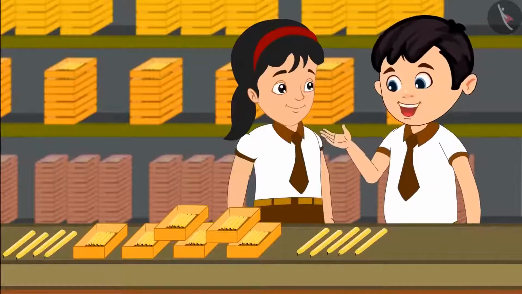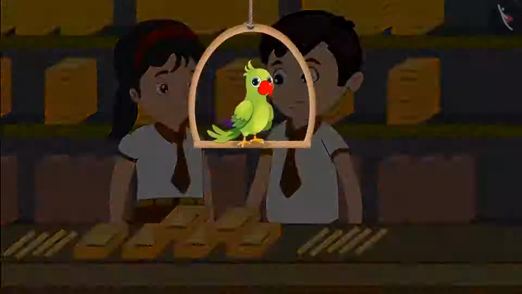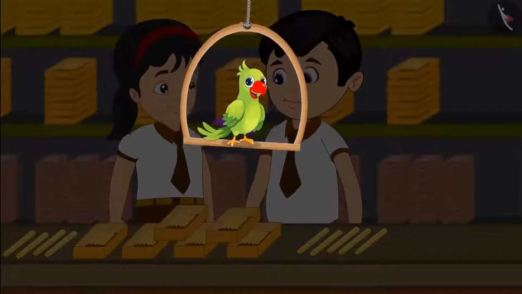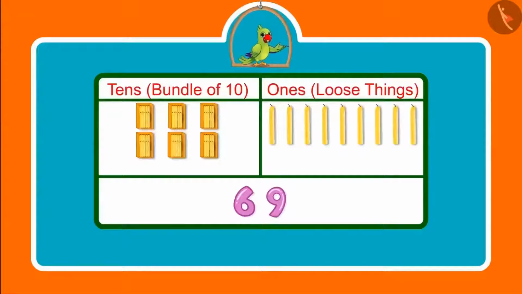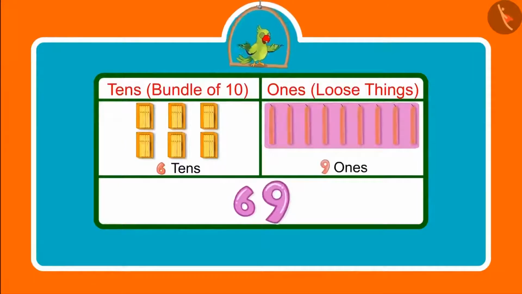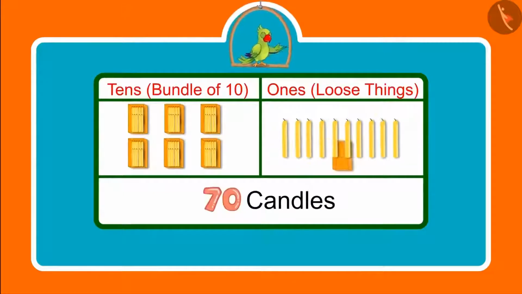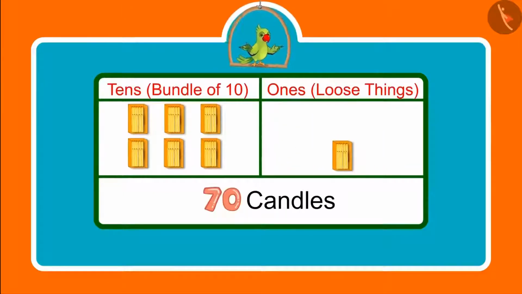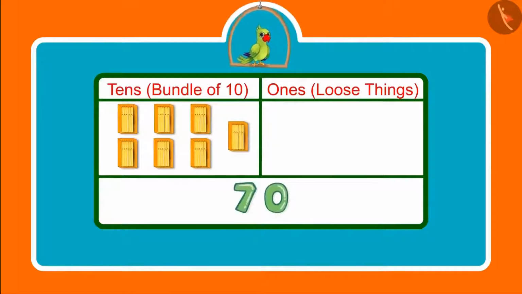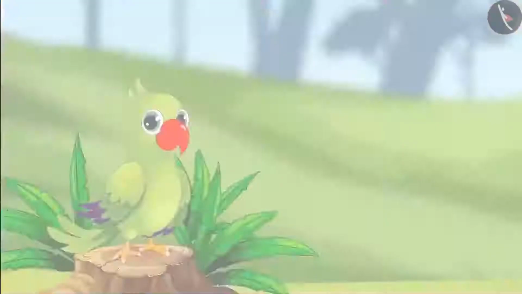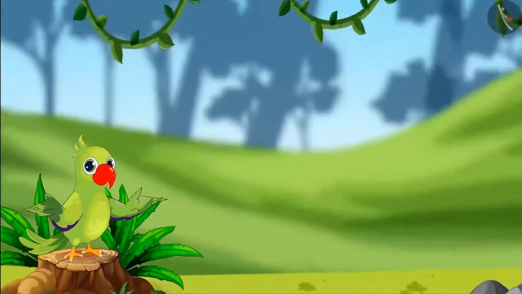Yes, Pinky, counting candles was a lot of fun today. Children, you saw how Chotu and Pinky counted candles. They had 69 candles, which means 6 tens and 9 ones. Children, had Chotu and Pinky got one more candle, then what would have become the total number of candles? They would have got 70 candles. Meaning, after 6 groups of 10 candles, they would have got one more bundle of 10 candles. This means 7 tens. That was all for today, children.